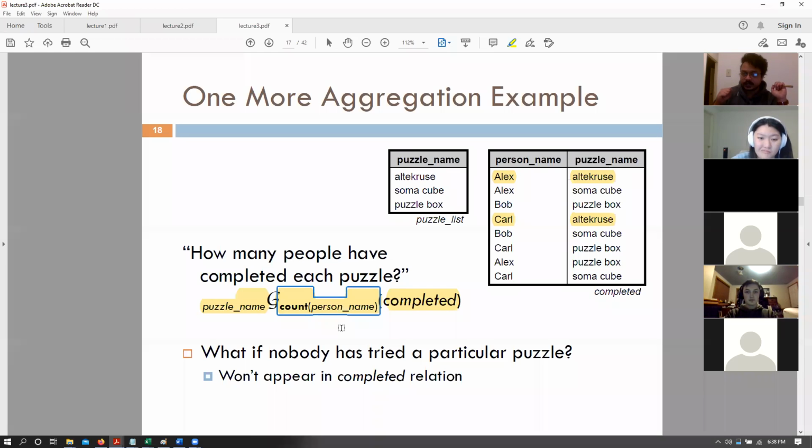So, Angelina, does that make sense? So for the count of person name, does that return like a number or a person? Yes, it returns basically a puzzle name, because remember that we are grouping by puzzle name. So that attribute is there, and a list of counts for that puzzle name. So it would return Altecrews 2, Soma Cube 3, Puzzle Box 3. Oh, okay.